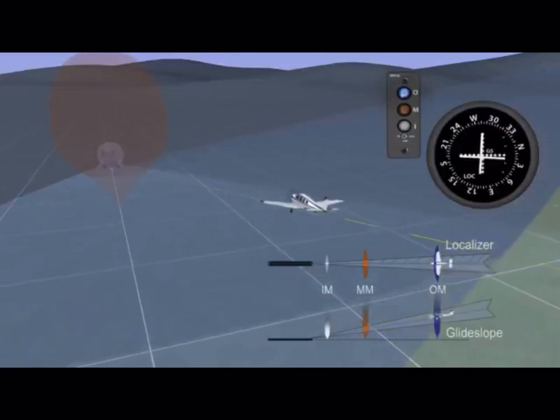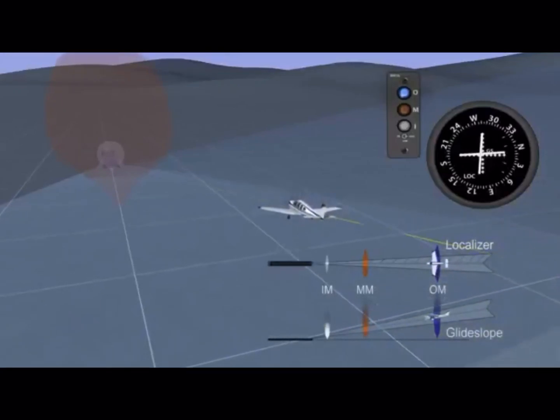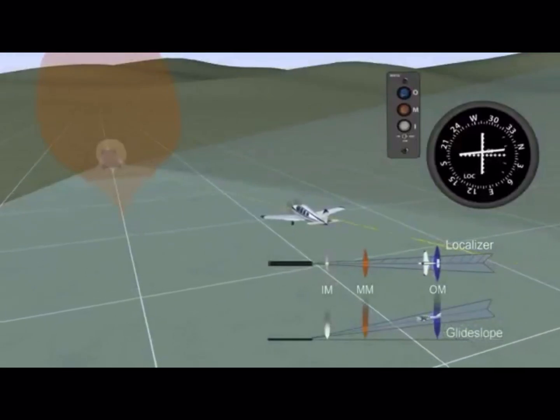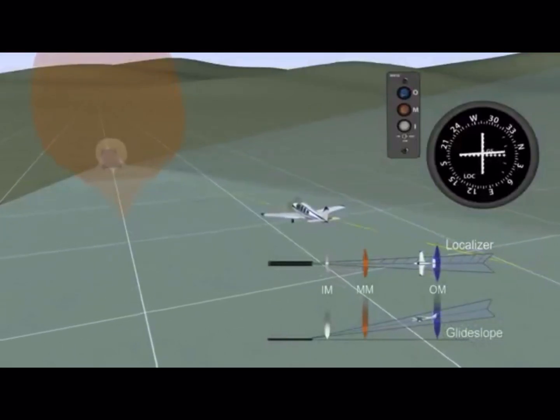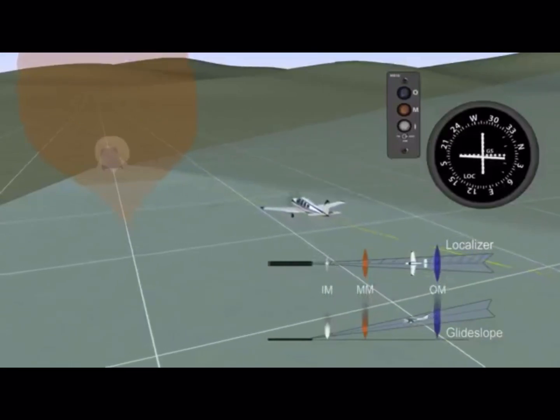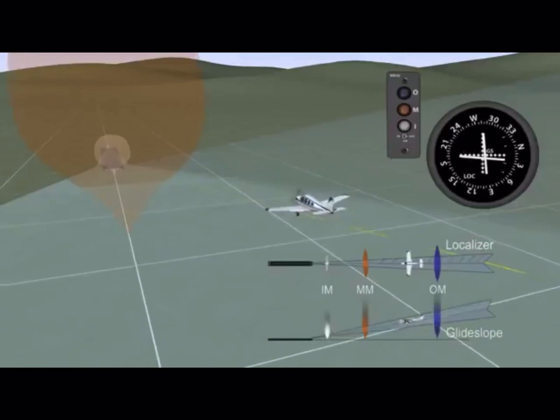So you can see the blue lights, and we get the dashes, just all dashes. As we leave, that goes away, so we should be on glide slope now. We should have intercepted glide slope. And we're descending down to the runway, maintaining the localizer, maintaining glide slope.